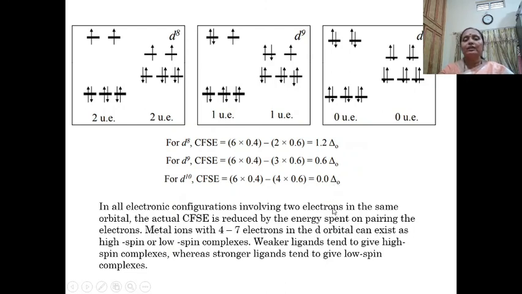So in all electronic configurations involving 2 electrons in the same orbital, the actual crystal field stabilization is reduced by the energy spent on pairing of the electrons. Metal ions with 4 to 7 electrons in the d orbital can exist as high spin or low spin complex. Weaker ligands tend to give high spin complexes, whereas stronger ligands are going to give low spin complexes.